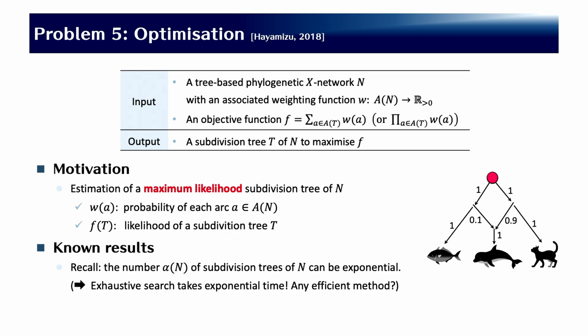So far, we have only considered problems where the input network is unweighted. But as I mentioned at the beginning, it's also interesting to consider optimization problems where each arc has a positive weight, such as a probability, and we want to maximize some objective function such as the likelihood or log-likelihood. There was no previous work on this optimization problem, but recalling that alpha can be exponential, we can immediately see that a naive approach would take exponential time.